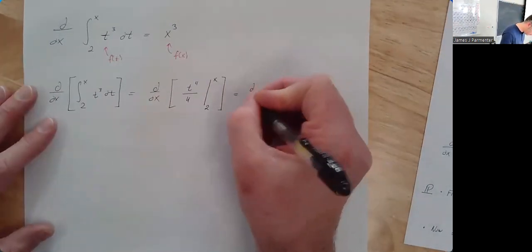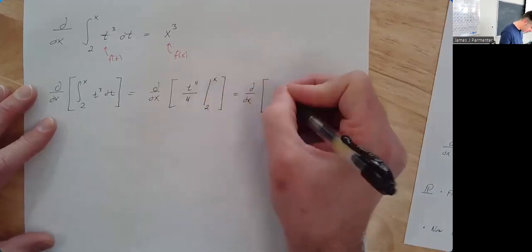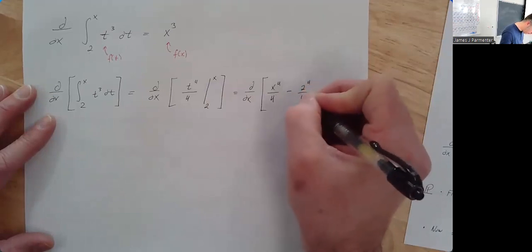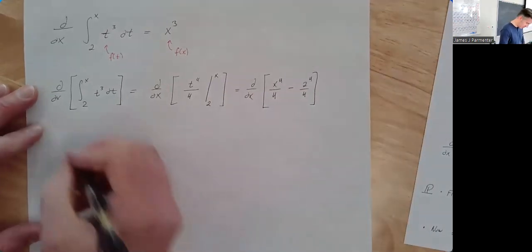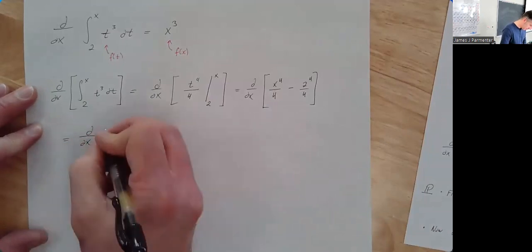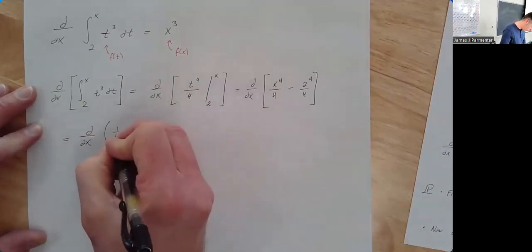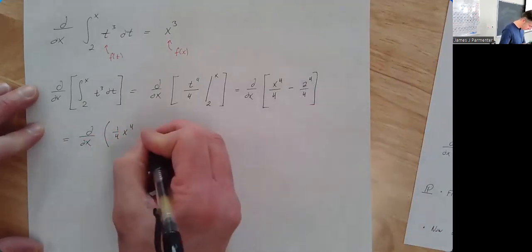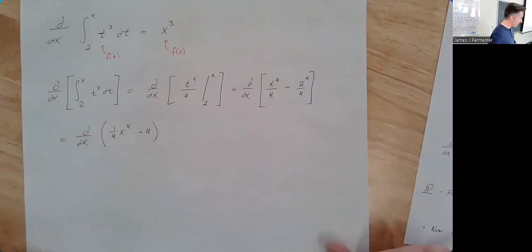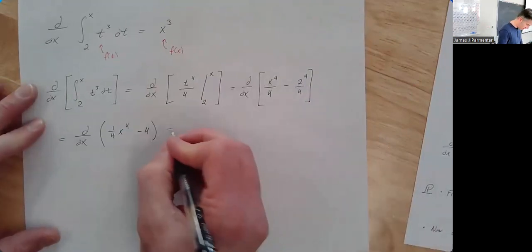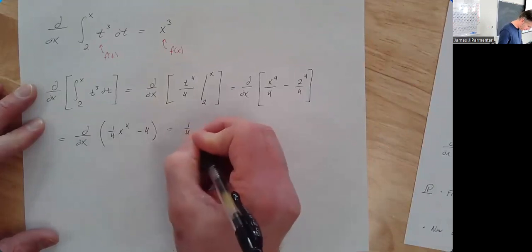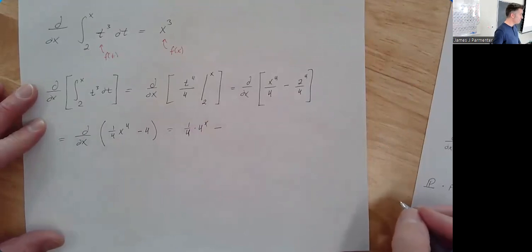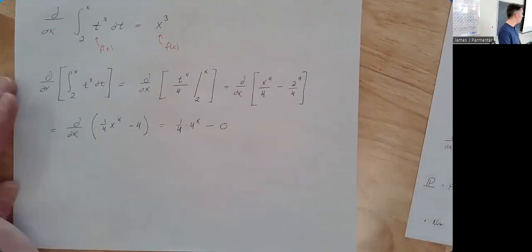So that's going to be the derivative of x to the 4th over 4 minus 2 to the 4th over 4. I'm going to simplify this just a little bit before I differentiate it. That's going to be the derivative of 1/4 x to the 4th, and 2 to the 4th is 16, and 16 divided by 4 is 4. Great, I'm ready to take the derivative. The derivative of 1/4 x to the 4th is going to be 1/4 times 4x cubed, and the derivative of 4 is going to be 0.